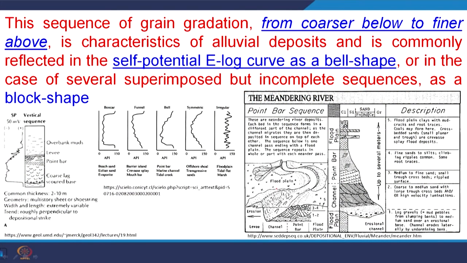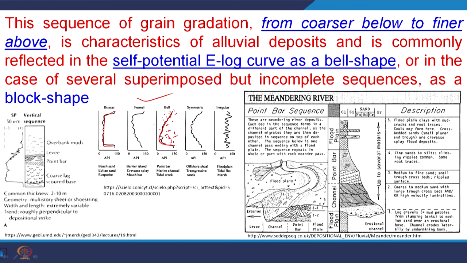This sequence of grain gradation from coarser below to finer above is characteristic of alluvial deposits and is commonly reflected in the self potential log, which is bell shaped. Bell shaped means you see there are different types of shapes. Here is box shape, this is funnel shape, this is bell shaped. That means if you see the grain size, the reduction is at the top, the grain size is decreasing, and at the bottom the grain size is increasing. So, this is of a bell shape.